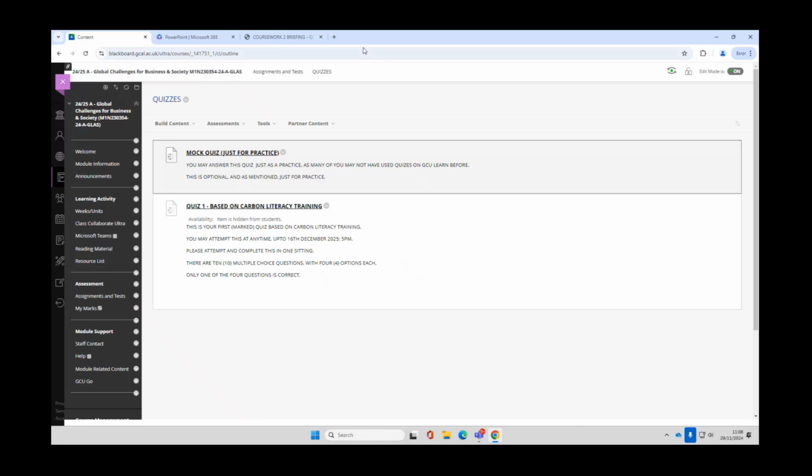And quiz number 1, you can see here it says item is hidden from students currently. That's because I wanted you to take the mock quiz before you can start attempting. The quiz 1 will have 10 questions and they're all based on carbon literacy training. So it should not be new for you at all. You've all done the assignments. These questions should be really easy for you. It shouldn't take you more than 2 to 3 minutes to answer all those 10 questions.